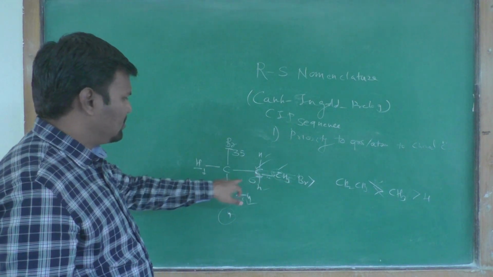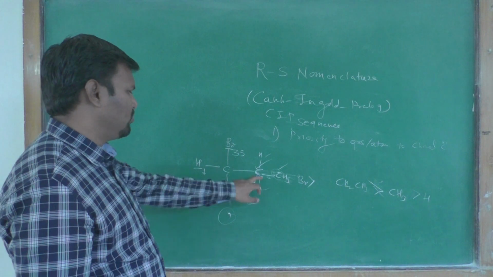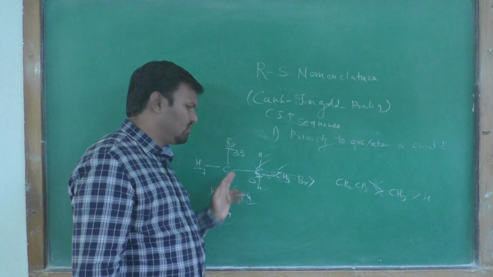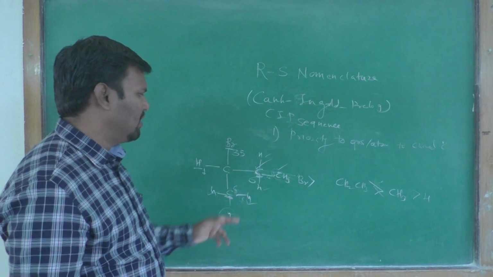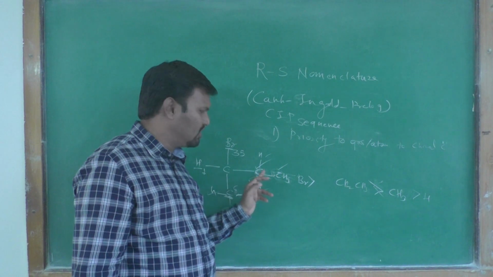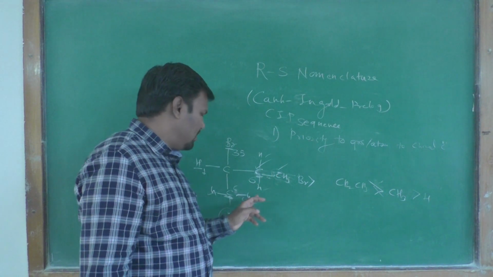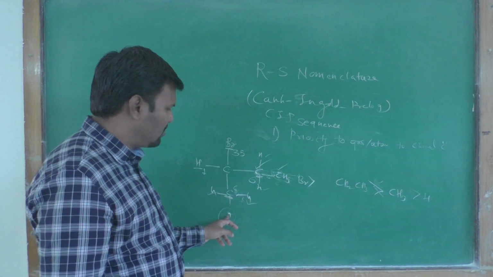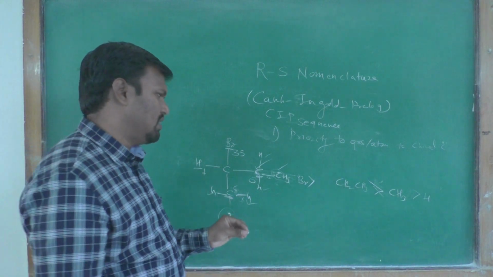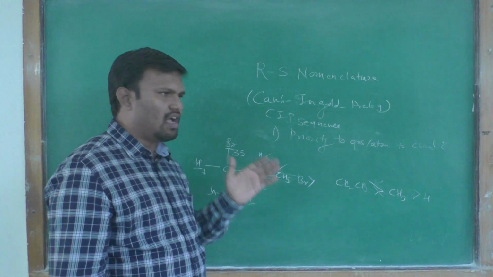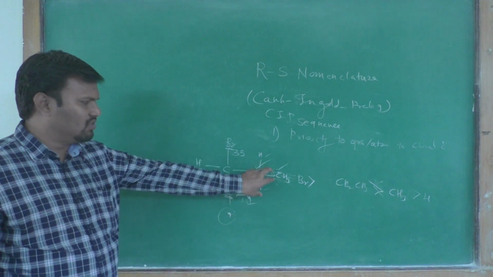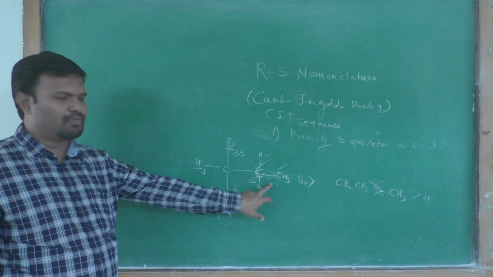Then 6 is the second priority group, but both have the same atomic number. If such a situation arises and the attachment is the same, then the next atom attached to this is considered, or the next group attached to this is considered. Whichever has the higher atomic number atom attached is given the higher priority. Therefore, between these two, you consider this group as the higher priority than this.